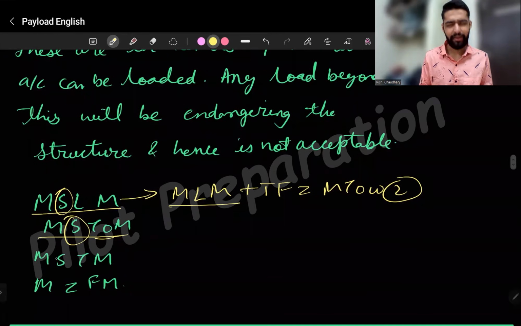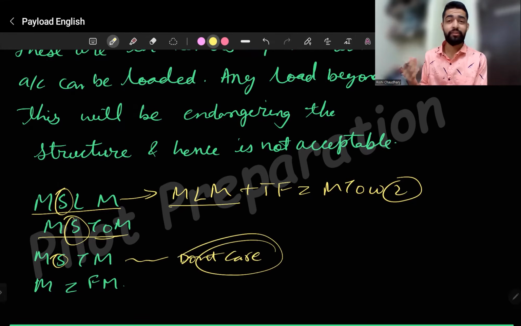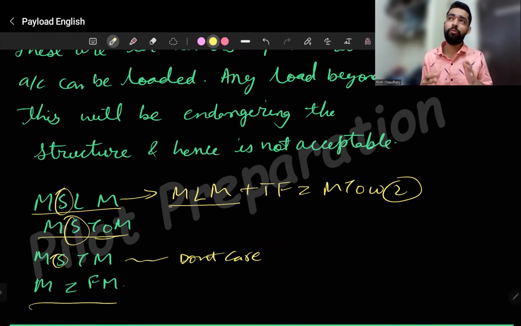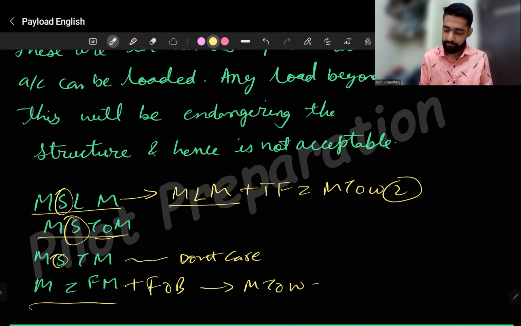Similarly, we have MSTM. MSTM is nothing but maximum structural taxi mass, which we don't care about because it is not very useful, but it was there in your theory, so I thought to tell you. Then we have maximum zero fuel mass. Zero fuel mass is the mass without fuel on board. So if I add fuel on board, I will get MTOW3.